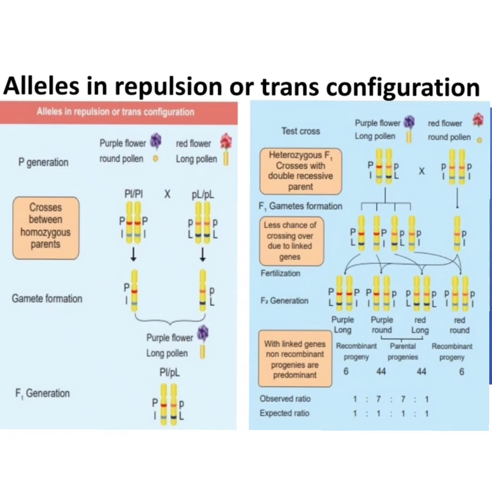The purple flower with long pollen will produce capital P capital L, capital P small l, capital L small p, and small p small l. Whereas the red flower with the round pollen will produce small p and small l. So in the F1 generation, the progeny obtained is purple long, purple round, red long, and red round.